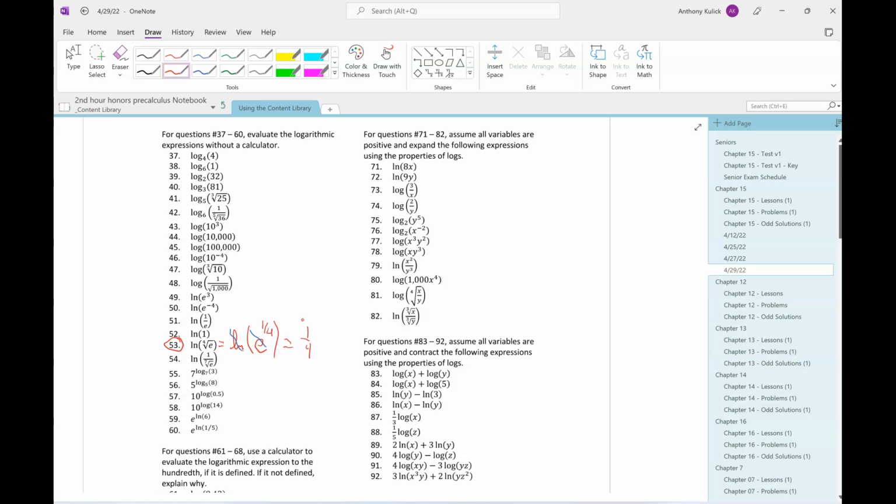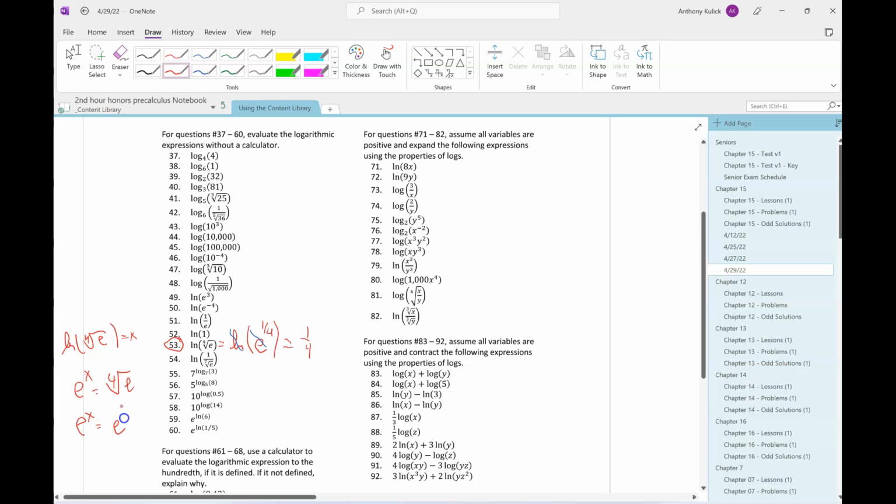Or if you thought about it using the definition of a log, you'd say that e to the x is equal to the fourth root of e. And then it should be super obvious that x is 1/4. Same way. Is that cool? Okay. Jillian. 54. Okay, same idea.